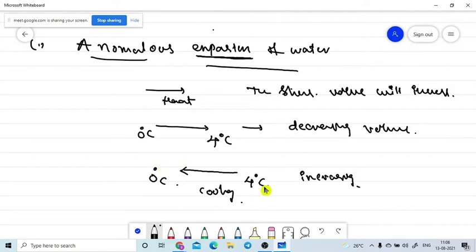So water, while going from 4 degrees Celsius to 0 degrees centigrade, the water volume is increasing. Volume is increasing. This is very important. Volume is increasing in this region. So how can we say this?